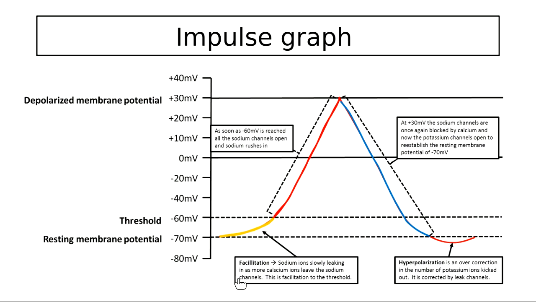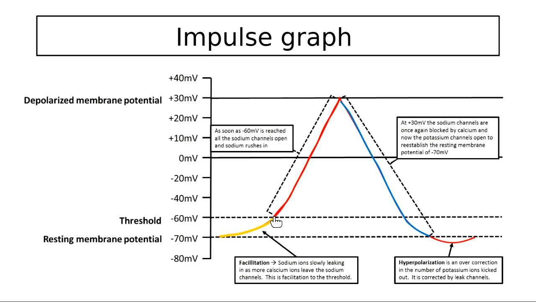Well, here's another graph that I put on here, a little bit more descriptive. What this shows: here's your resting membrane potential, minus 70 millivolts. There's your threshold, minus 60. Facilitation, this is at your bottom, but I defined it here. Facilitation: sodium ions slowly leaking in as more calcium ions leave the sodium channels. This is facilitation to the threshold. So in my example, it reached the threshold.